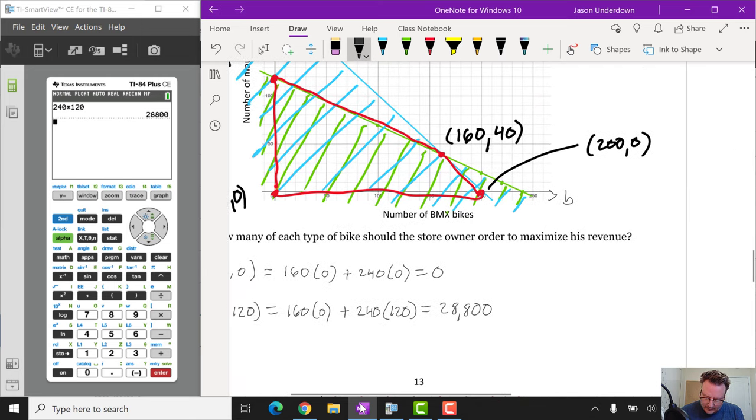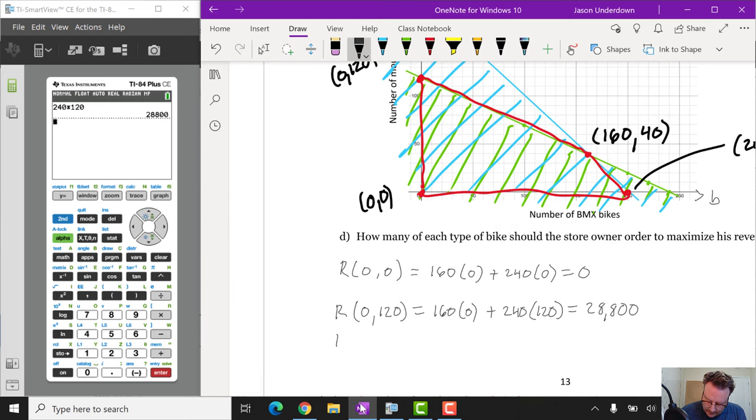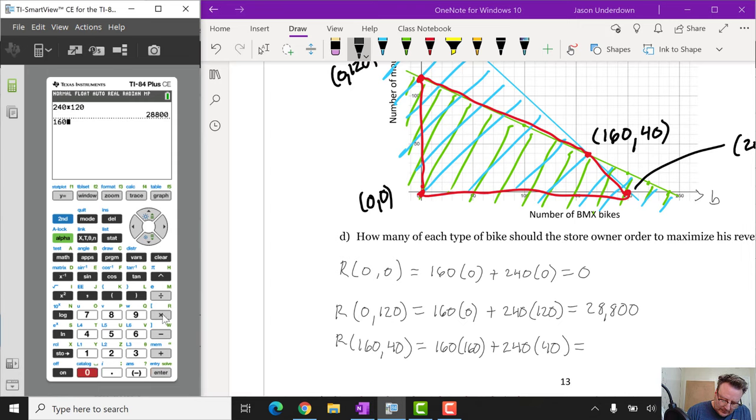Okay. Let's plug in this next point, 160, 40. So I guess I'll do it here. Revenue at 160 BMX bikes, 40 mountain bikes. So this would be 160 times 160 plus 240 times 40. What is that equal to? Let's see. So 160 times 160 plus 240 times 40. Did I do that correct? Oh, I made a mistake here. This should be a 1. Okay. $35,200.